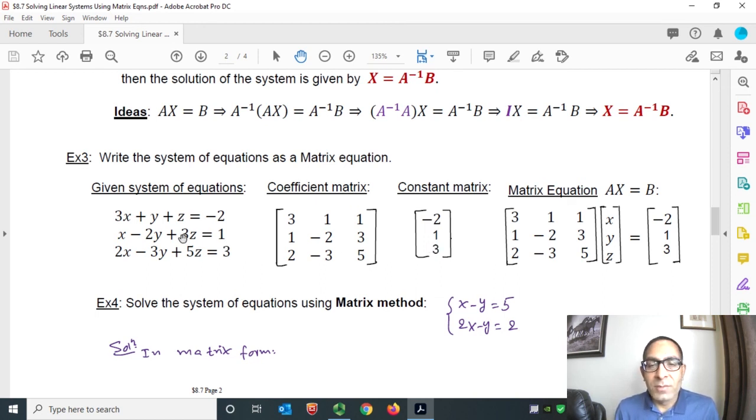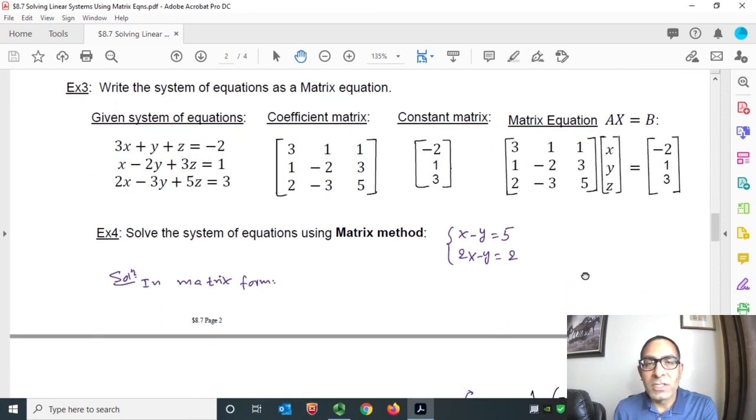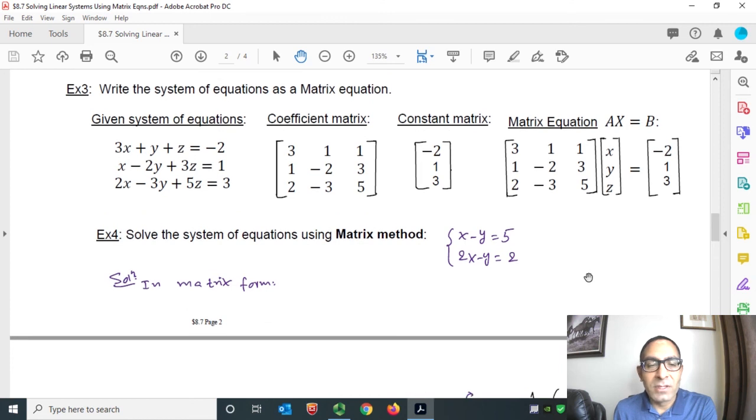Now, the system in terms of a matrix equation, A times X equals B. So the coefficient matrix A we found here, times matrix X, whose components are the unknown variables x, y, z, equals B, the constant matrix here, which is negative 2, 1, 3. So now this is the matrix equation of this given system of equations. Now example 4, let's solve the system of equations using the matrix method. First, let's talk about a system of two equations in two unknowns. The given equations are x minus y equals 5 and 2x minus y equals 2.